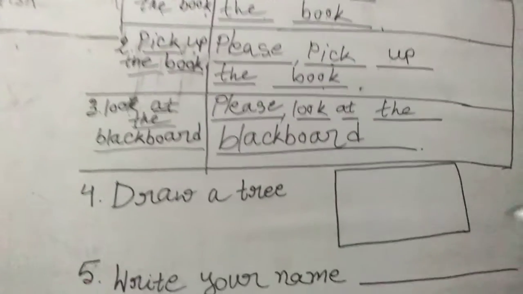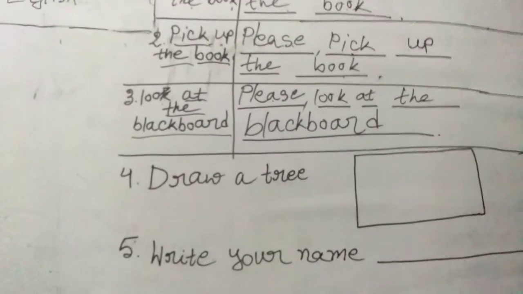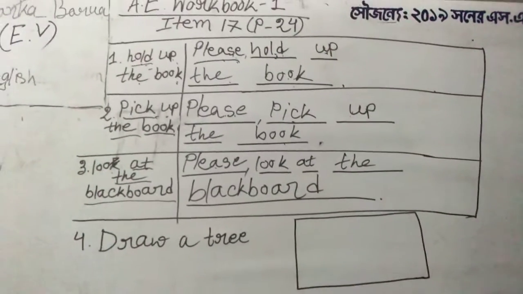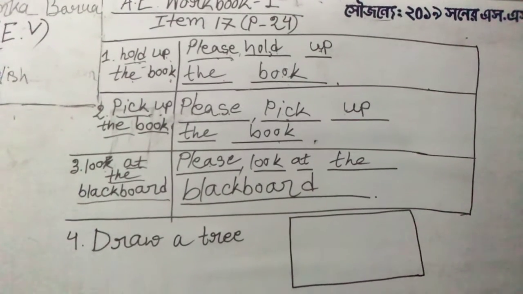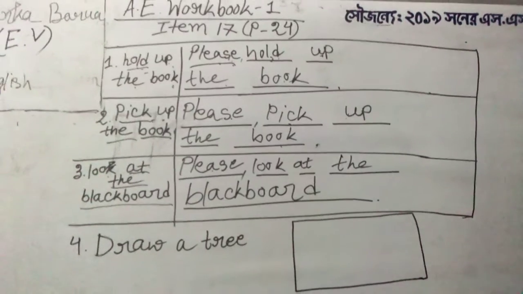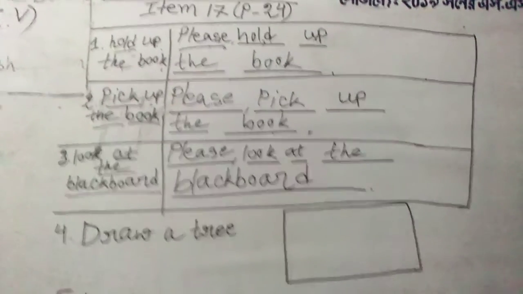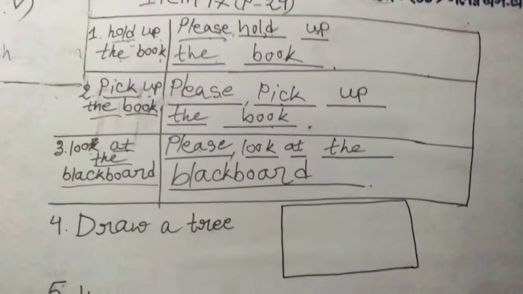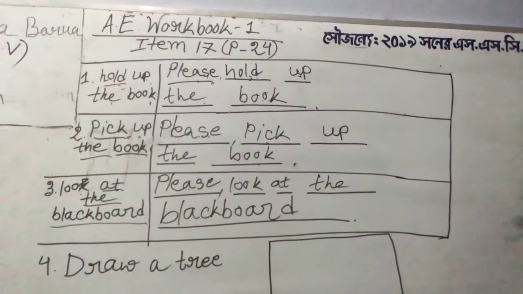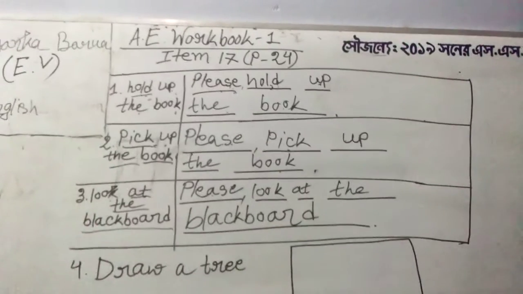As we know, starting with the word please means it's an imperative sentence, okay? That means it's a request here. Please look at the blackboard, okay? So in the three sentences, we have just put one more word, that is please, and the rest of the words are the same as those given in the clues, okay?